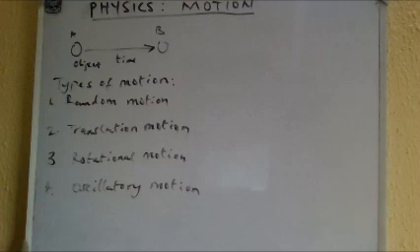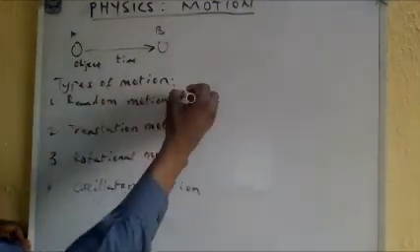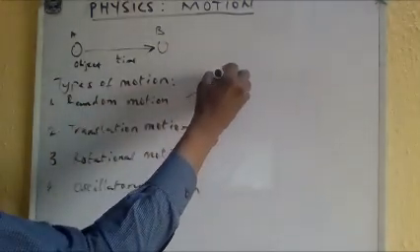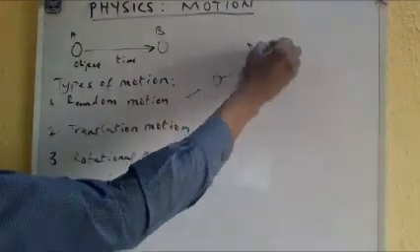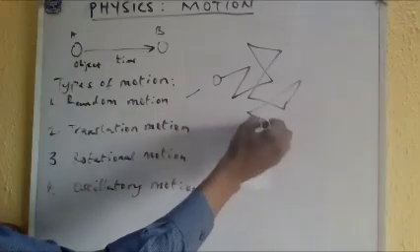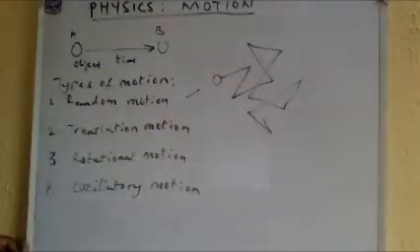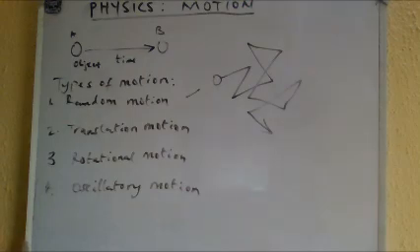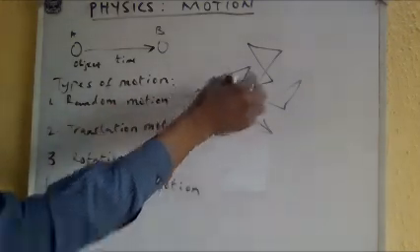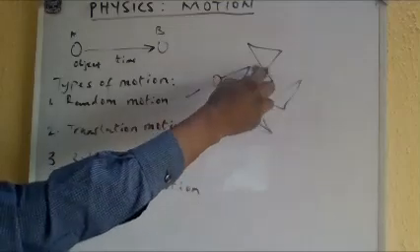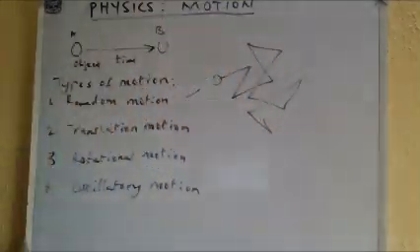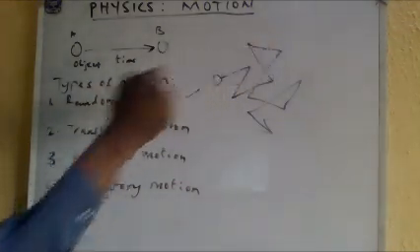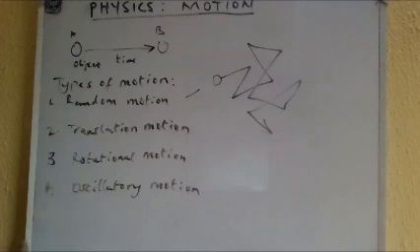Now, random motion is like a zigzag movement. So if I have this body, it goes like this, comes like this. I'm drawing the path that the body moves. So this is random motion, a zigzag movement. An example of such a motion is the Brownian motion in gas. You see that particles inside the gas, when observed under a high definition lens, move inside the containing vessel in this kind of motion, the zigzag motion.